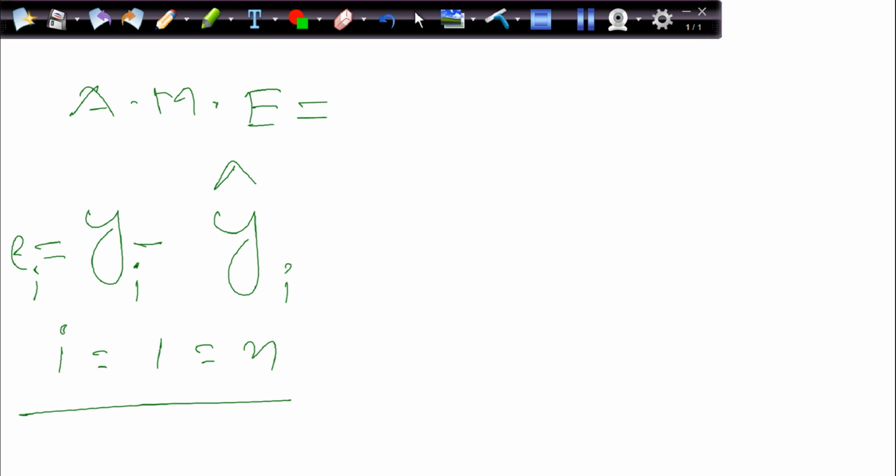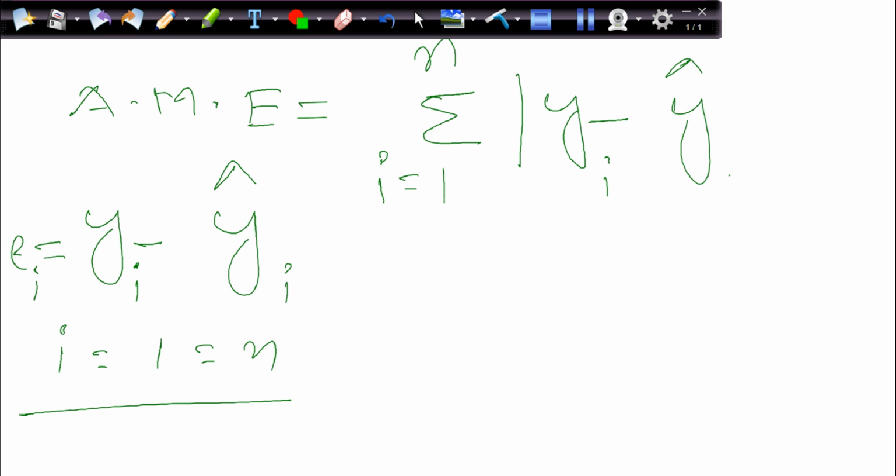If we sum all of these, we can write it like this, summation, i equal to 1 till n, and then we take the absolute value of the error, y of i minus y hat of i, correct? Now we wanted to take the mean of it, so we will divide the whole thing by n, and that's the formula for absolute mean error.